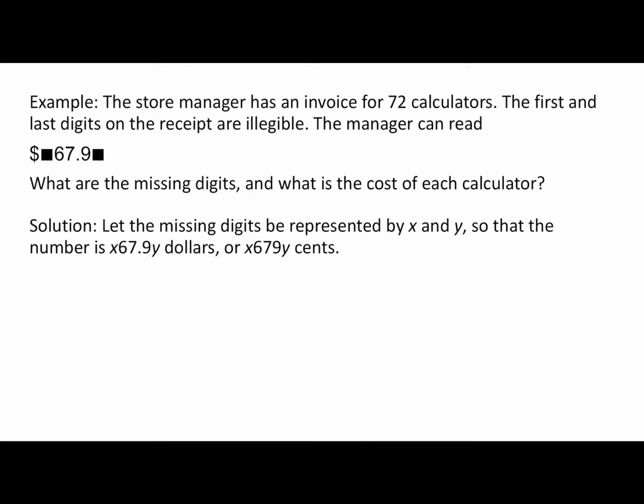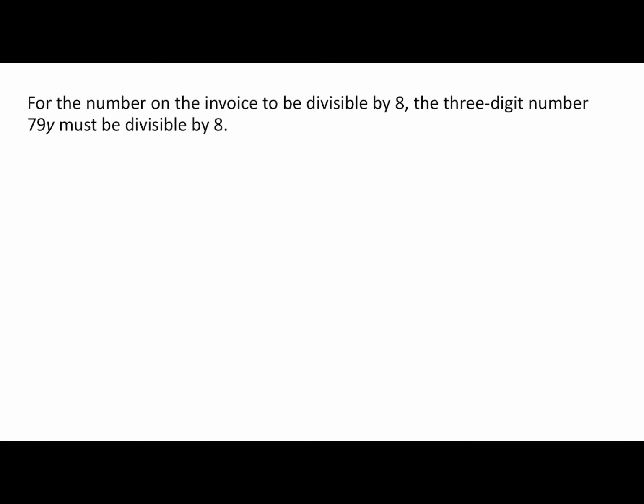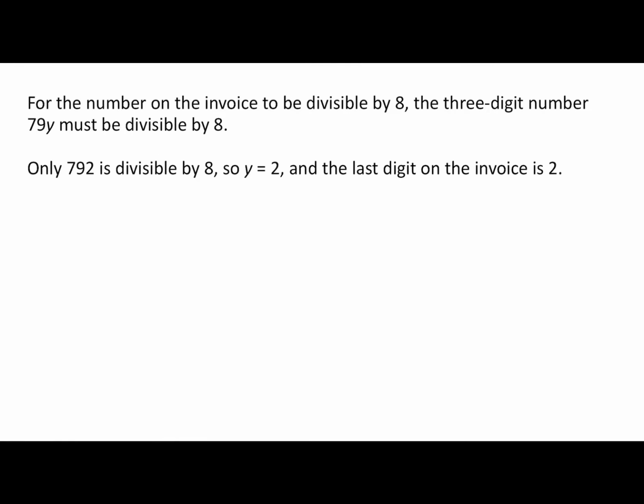So what do we know about this total? Well, we know that 72 must divide this total because they purchased 72 calculators. So I can write 72 as 8 times 9. And so if 72 divides the total, then 8 divides the total and 9 must divide the total. Okay, so by my divisibility tests, since 8 divides the total, the 3-digit number 79Y, those are the last 3 digits in that whole number, has to be divisible by 8. So I can use that to figure out what Y could be.